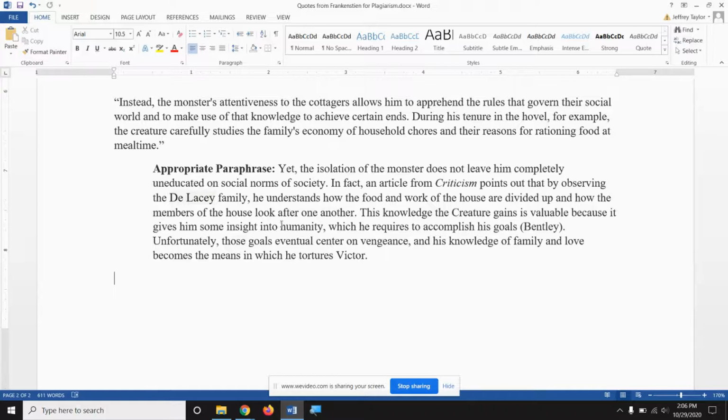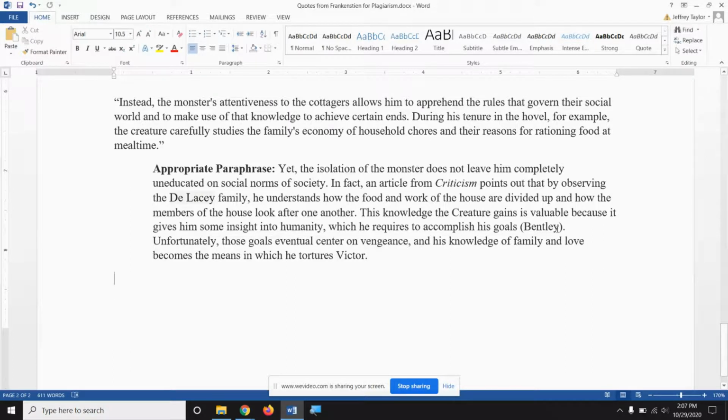In fact, an article from Criticism points out that by observing the DeLacy family, he understands how the food and work of the house are divided up and how the members of the house look after one another. This knowledge the creature gains is valuable because it gives him some insight into humanity, which he requires to accomplish his goal. And again, notice the signal phrase is right here.